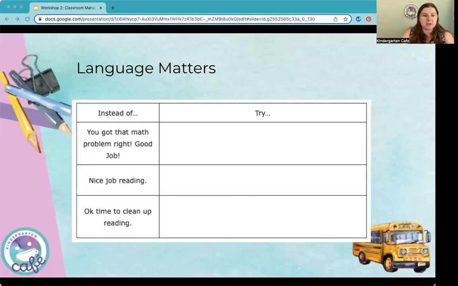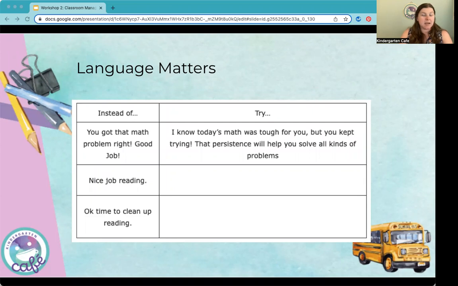So instead of, you got that math problem right, good job, how could we make that better? We could say, I know today's math problem was tough for you, but you kept trying. That persistence will help you solve all kinds of problems. So it kind of takes it a step further to reinforce and praise them for that persistence and not giving up. And that's what you want to see more of. It's not just that they got a math problem right, it's that they didn't give up.